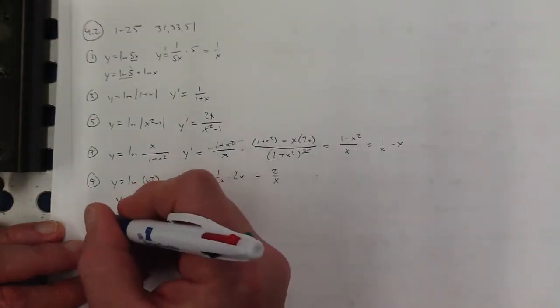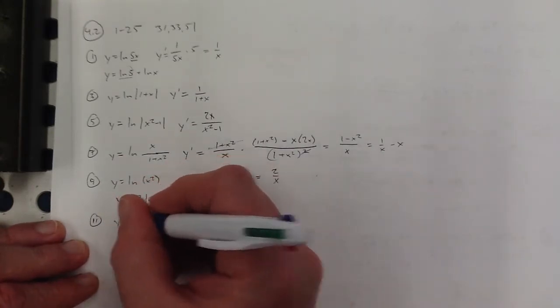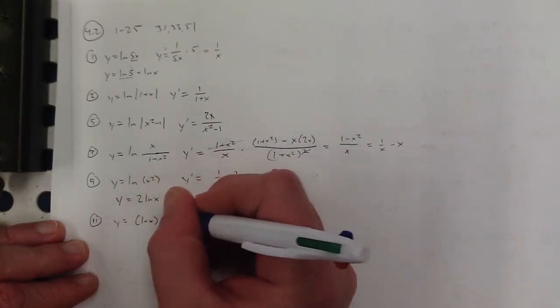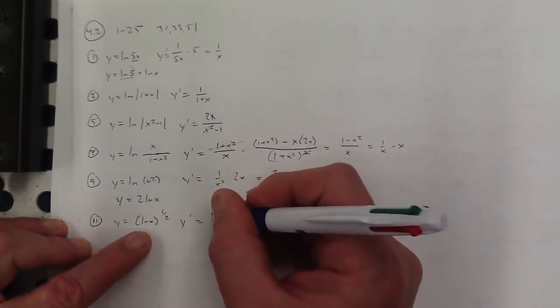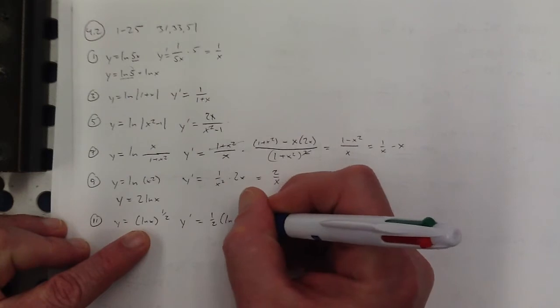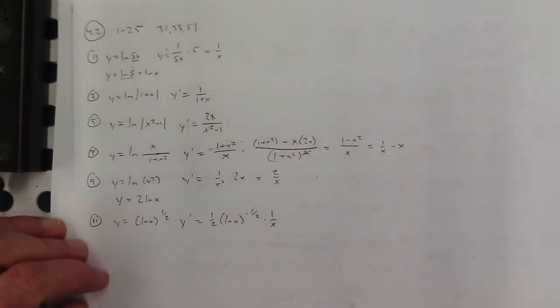So that works. Cool. Number 11, how about the natural log of x to the 1/2 power? Well, the derivative of something to the 1/2 power is 1/2 times that thing to the negative 1/2 power times the derivative of what's inside.